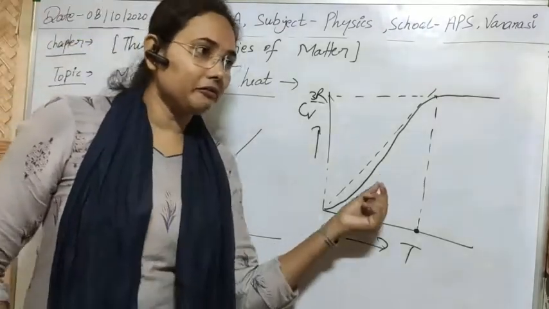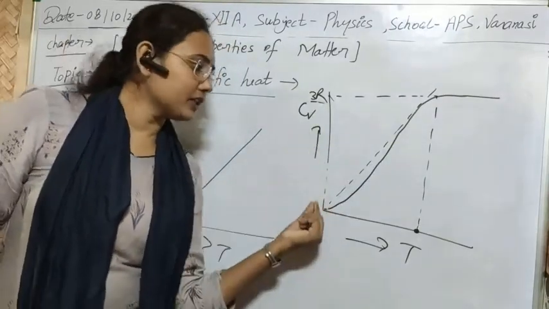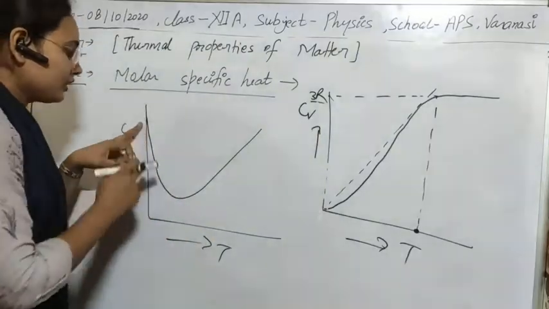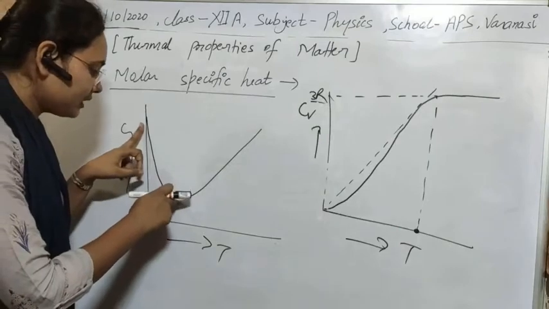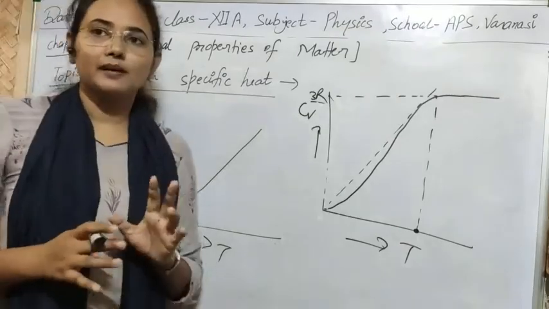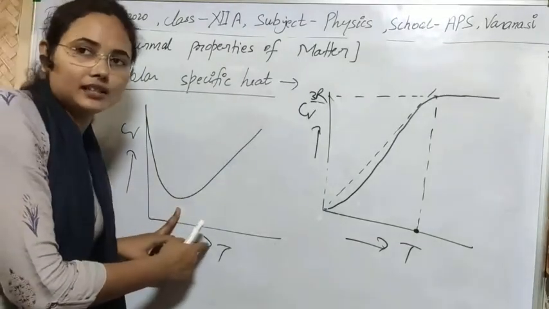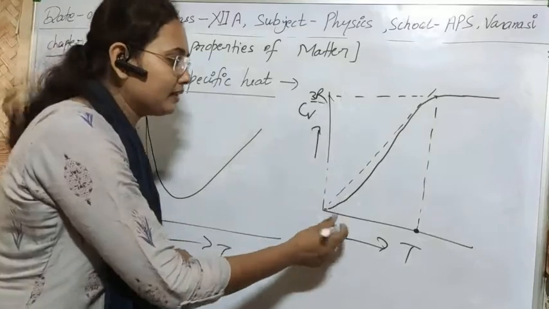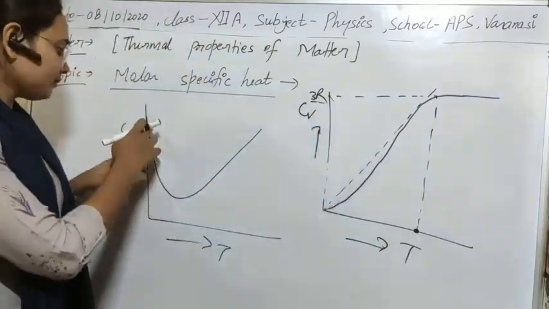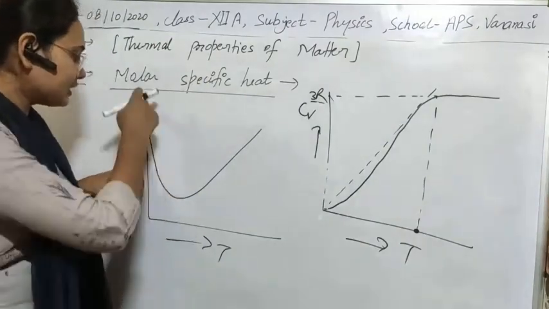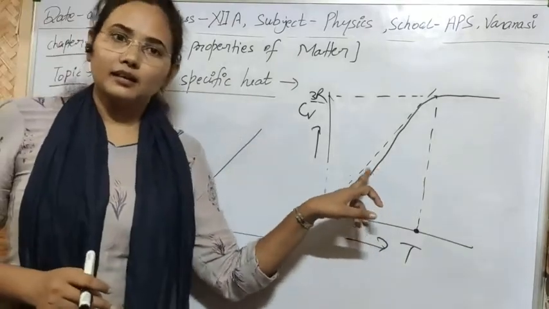Normally, solids have specific heat 0 at 0 degrees Celsius, but for water at 0 degrees Celsius the specific heat is not 0. For the first 4 degrees Celsius, its molar specific heat decreases with increase in temperature. Normally, as we are seeing here, with increase in temperature molar specific heat increases, but here, with the increase in temperature, it first decreases. After 2 degrees Celsius, it starts to increase like the T cube law.